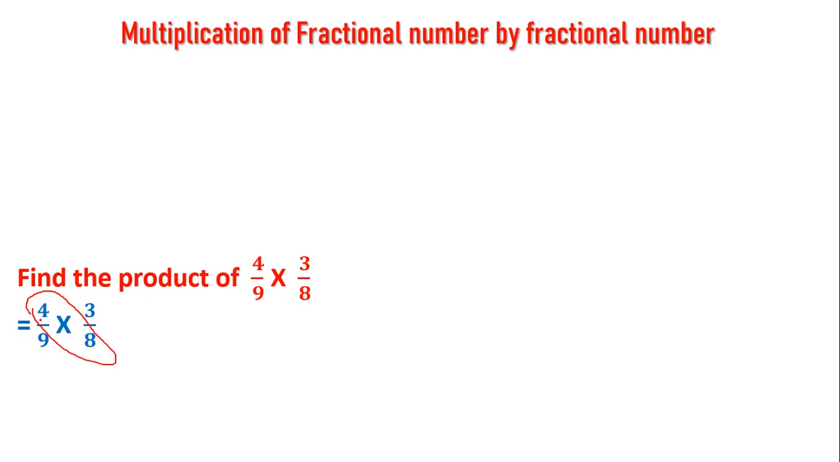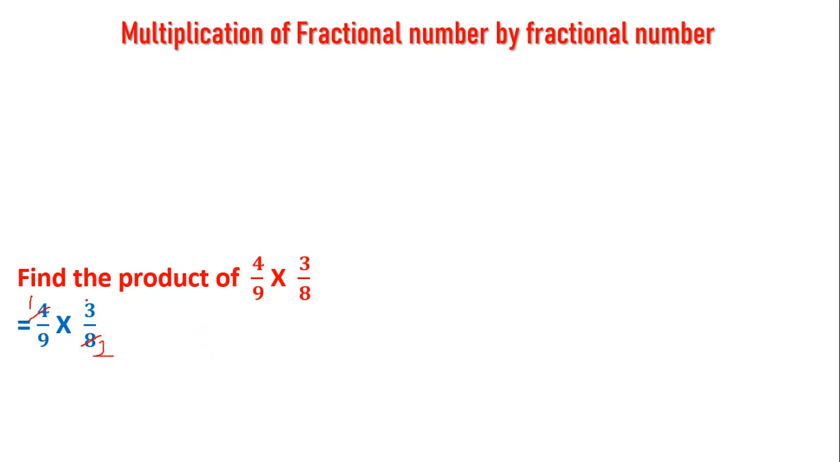Here, the numerator is 4 and the denominator is 8. Clearly, we can say that 4 and 8 are divisible by 4. Because of that, 4 is the common factor of these two numbers. After this, I am going to divide this numerator and denominator by this common factor. After dividing 4 by 4, I will get 1 as the quotient. Next, after dividing the denominator 8 by 4, I will get 2 as the quotient.